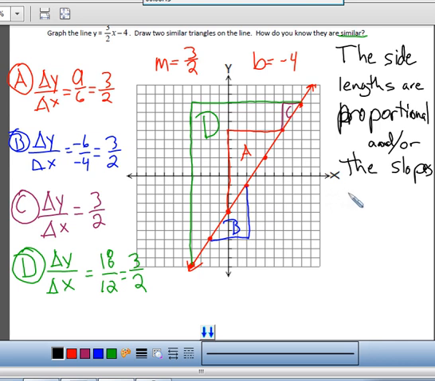So if you want to prove that triangles are similar, find their side lengths and see if they're proportional, or if you can find the slope of the common side, the corresponding side, I should say, which is along this line here. If the slopes are the same, then they must be proportional. All right, so let's take a look at an example of this over on the next page.